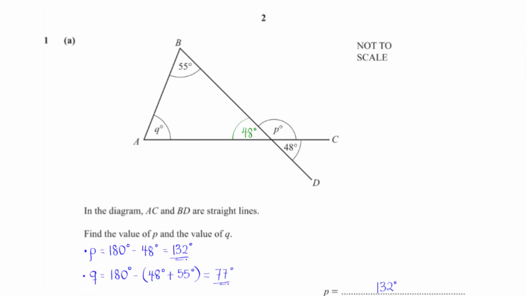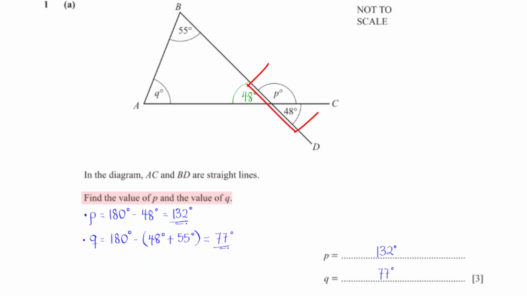In the diagram, AC and BD are straight lines. Find the value of P and the value of Q. Angles on a straight line add up to 180 degrees. So when we subtract 48 degrees from 180 degrees, we get the value of P as 132 degrees. Vertically opposite angles are equal, and so this angle here is 48 degrees. Angles in a triangle add up to 180 degrees, and so when we subtract the sum of 48 degrees and 55 degrees from 180 degrees, we get the value of Q as 77 degrees.